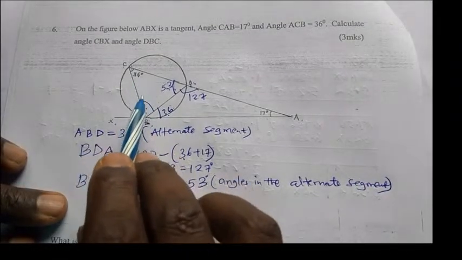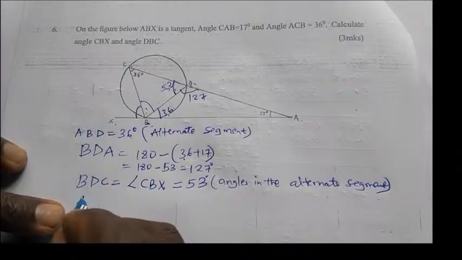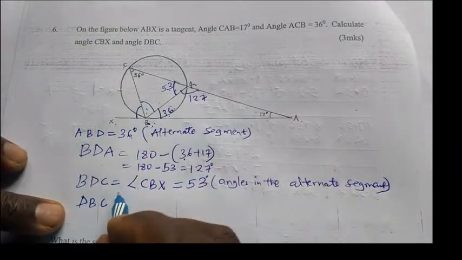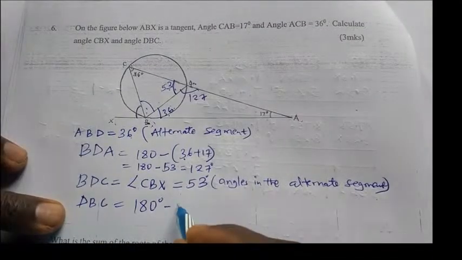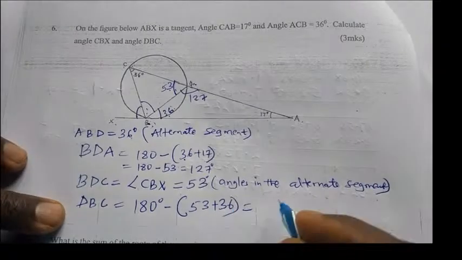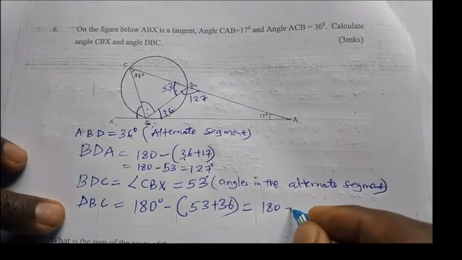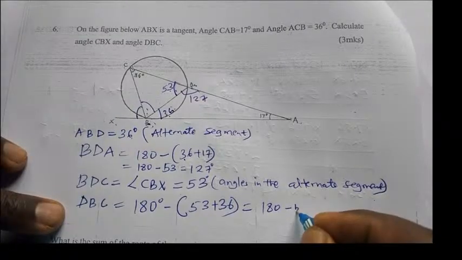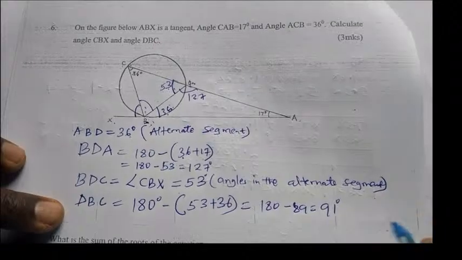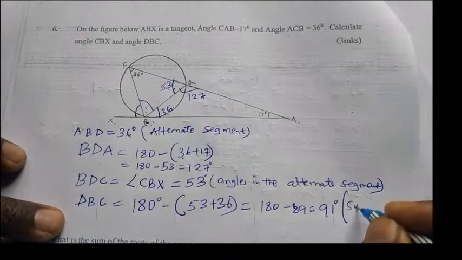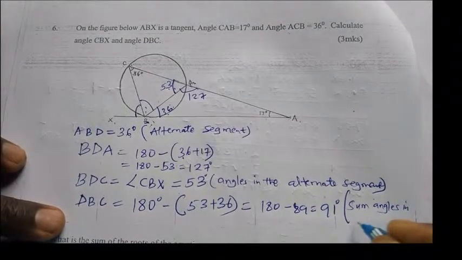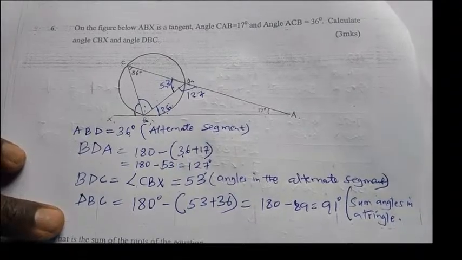The angle that is remaining now, angle DBC. Angle DBC is 180 degrees minus the total, which is 53 plus 36, equal to 180 minus 89. So it's 91 degrees. We want to give a reason: sum of angles in a triangle.